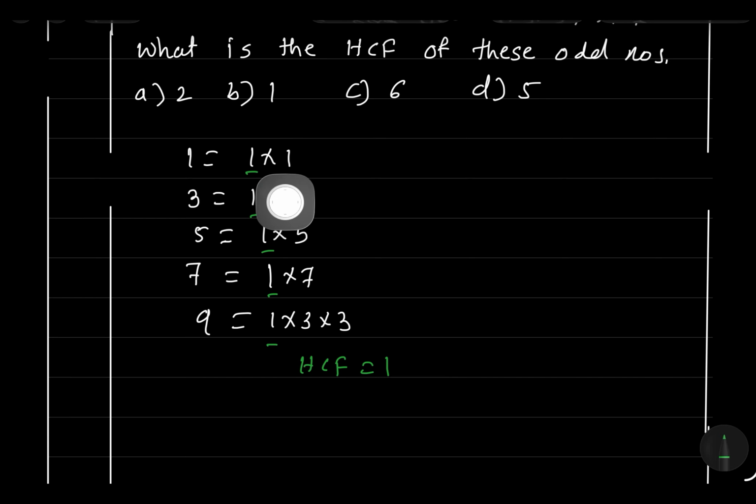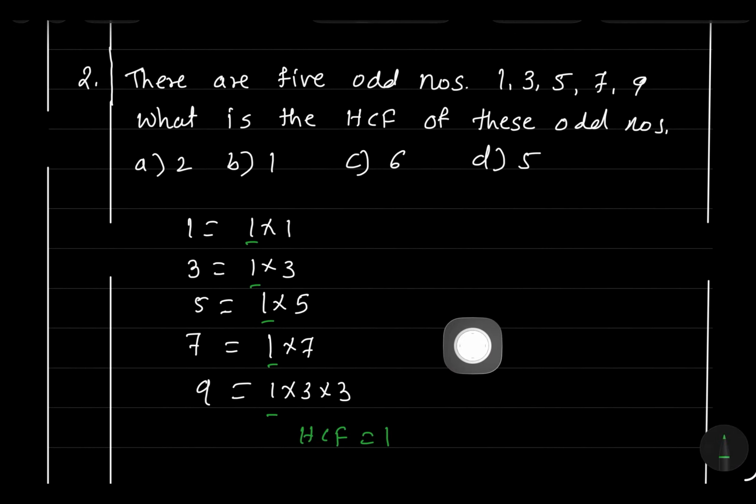So you can see here 1 is the common factor. Here 3 is there, here 3 is there, but in the other numbers there is no common factor. So we can take 1 everywhere. So 1 is common in the odd numbers, the other numbers are not common. So HCF is 1. Very simple. So this is the answer.